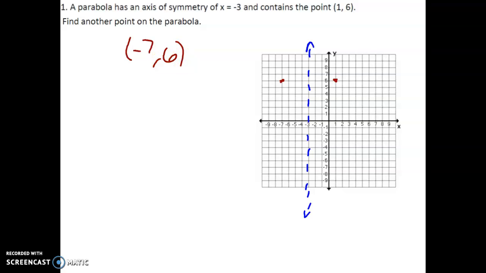Okay, pause the video right here and draw a sketch of that. I know you don't have a graph in your notes. Just draw a sketch of that in your notes. We're going to need that for the next problem.